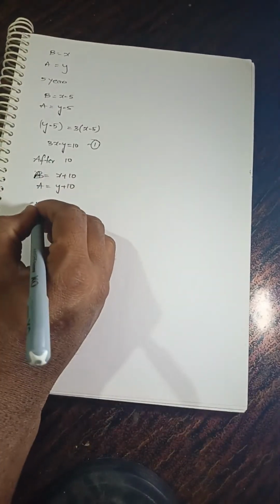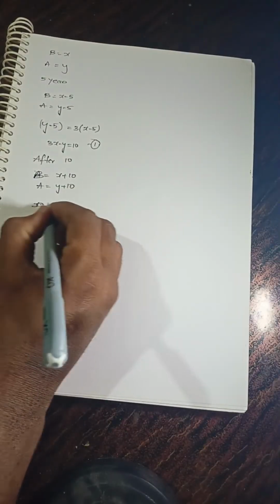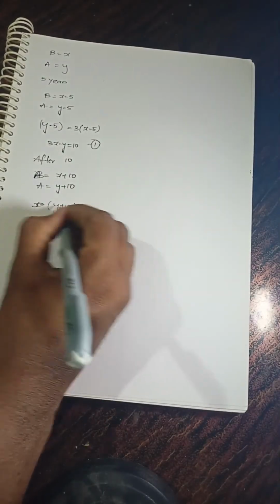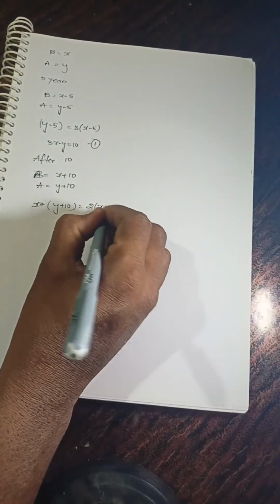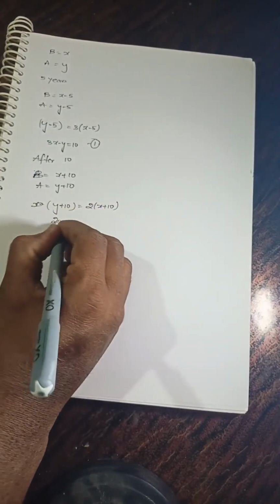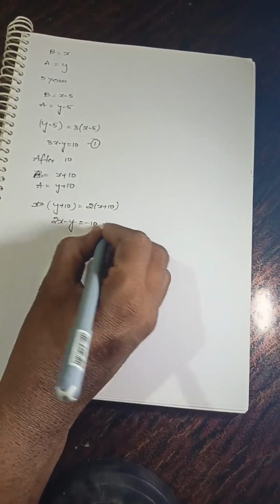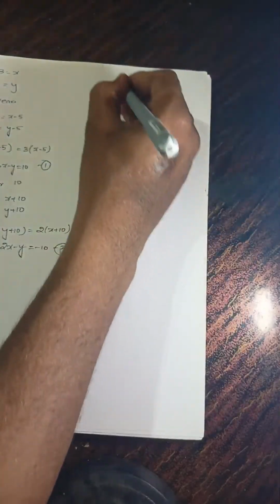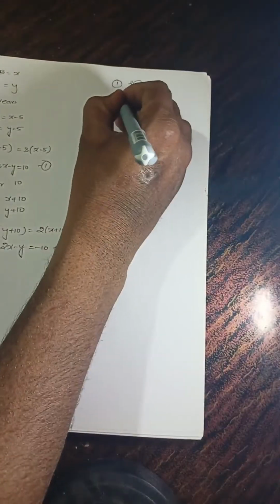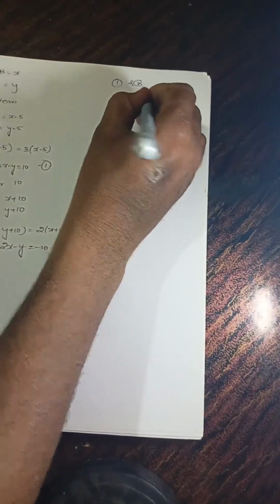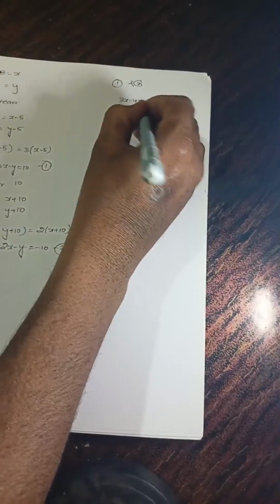Now the equation becomes how much? So a value is 2 times of b value. So here you are going to get the answer 2x minus y is equals to minus 10. This is second equation. Solving 1 and 2. What is the first equation? 3x minus y is equals to 10. 2x minus y is equals to minus 10.